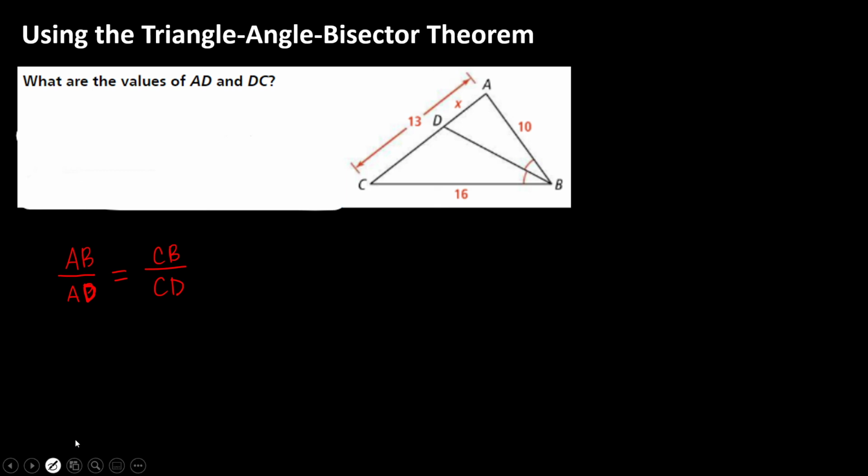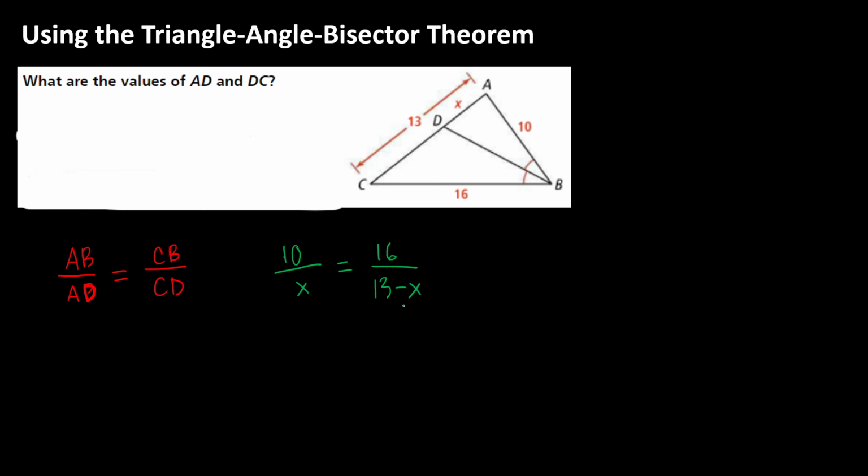Okay, so when we look at side AC of this large triangle, it might look a little confusing. That's why I wanted to set up our proportion this way first. So AB is 10. That one's pretty straightforward. AD is X. CB is 16. But now we have to deal with CD. So we know that AC, the whole left side of that triangle, is 13. So if AC is 13 and AD is X, CD is going to be 13 minus X. You have to take away X to find CD.